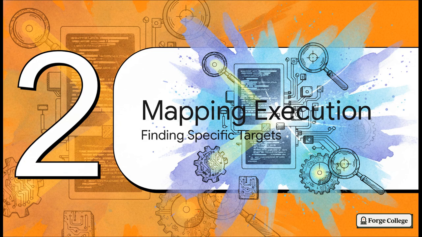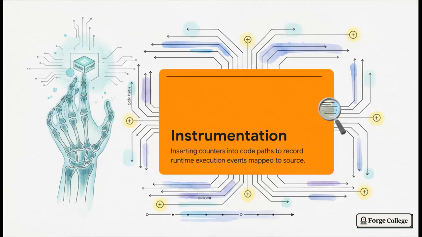Moving on to Section 2, Mapping Execution to Source. Now the magic here is figuring out how tools like Foundry actually acquire this X-ray vision into your code to give you those specific targets. And the secret sauce behind this is called instrumentation. Think of instrumentation like a medical X-ray for your smart contracts.